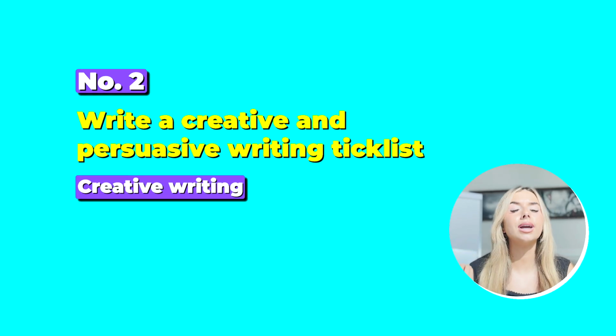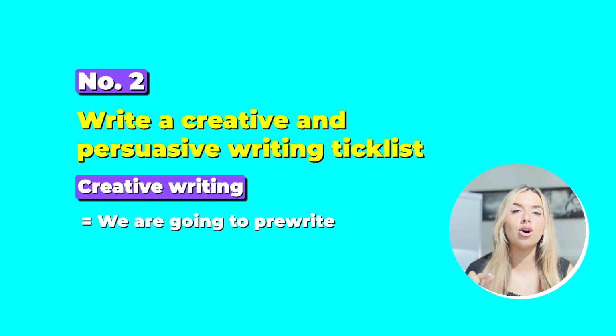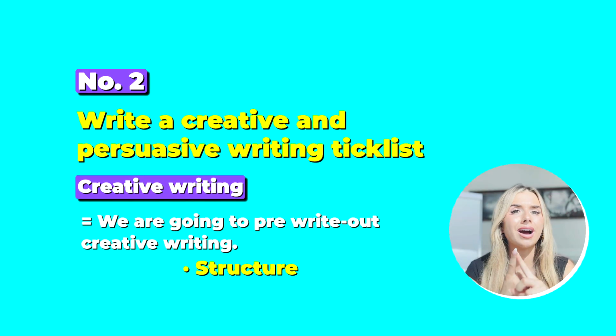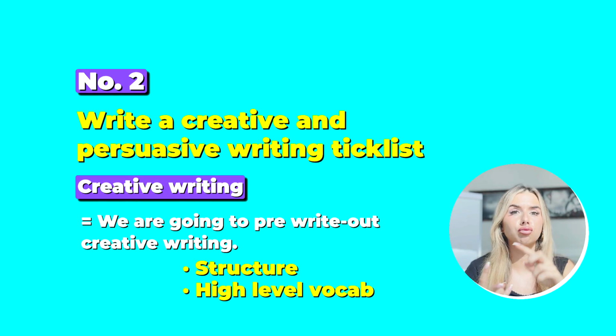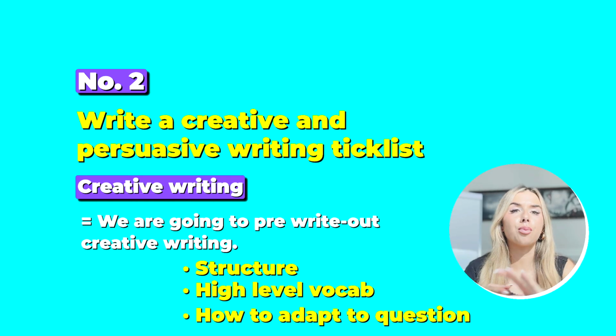So for example, for creative writing, we are gonna pre-write our creative writing, because that is the way we're gonna guarantee a top mark before we even get into the exam. So the three things we're going to need for this: we need a structure of how to write it up, we're going to need to write it up using high-level vocab, so we'll probably need a vocab sheet, and then we need to practice and learn how to adapt it to any question, because if we are pre-writing a piece of creative writing, we need to understand how we can adapt it. If not, it's going to be hard to use it in the exam.